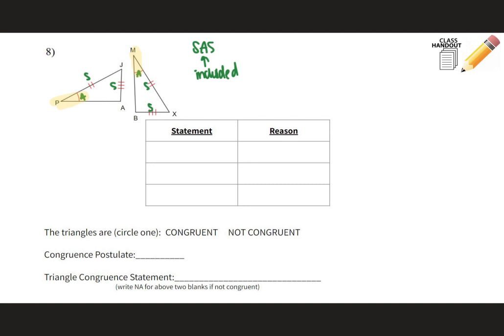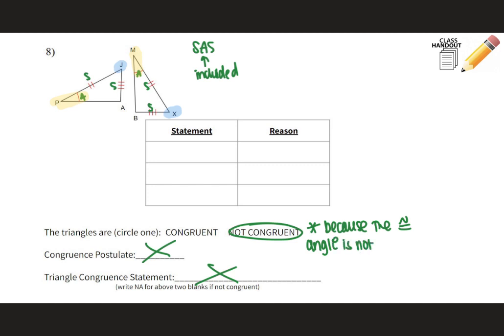But as we see here, the congruent angle is not the included angle. The angle that we would need to be congruent would have to be angle J and angle X. So in this case, these are actually going to be not congruent. You can, if you want, go and write out the congruent statements, but since these are not congruent, we can't write a congruence postulate, nor can we write a congruence statement. Let's explain why they're not congruent, though. We're going to say not congruent because the angle, or the congruent angle, is not the included angle.